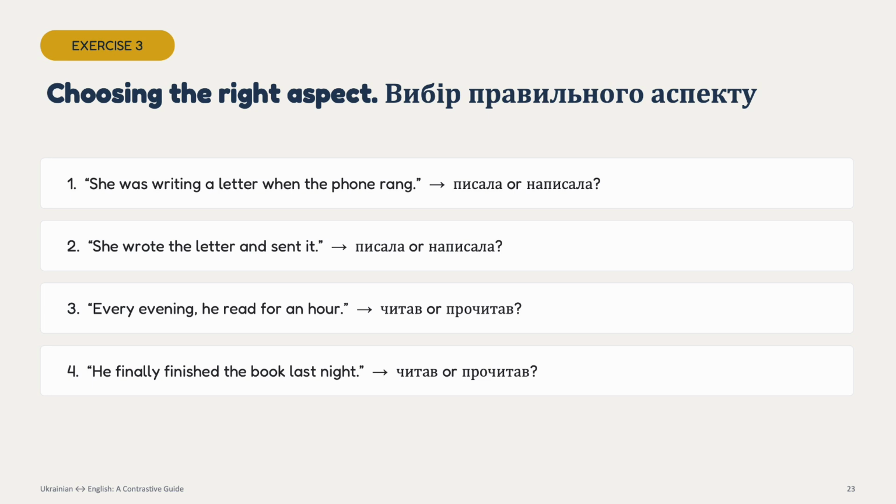Well, if not, I can say you are completely right. It's perfective form. Yes, because we have the finished action. Maybe as a result, we can see that she sent it also, not only wrote. Yeah, so you are correct. It's perfective form. The next sentence is "Every evening he read for an hour", and we again have two forms. It's читав or прочитав. We pay attention to the word "read" in English, which is in past simple. Does anyone want to try?